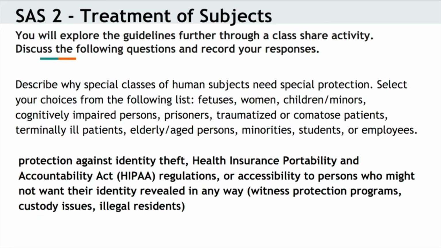Students or employees. For the same reason prisoners might feel obliged to do it, students or employees might be the same way. Students might feel that they have to do the study or they might be penalized grade-wise, and employees may feel they have to do the study or they may be fired. So those are some good reasons why special classes of human subjects need special protection.